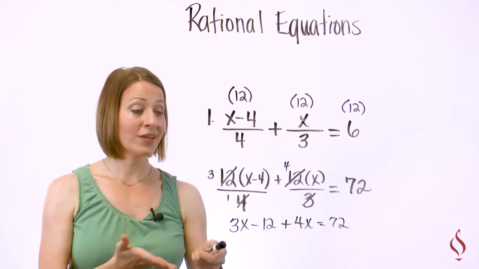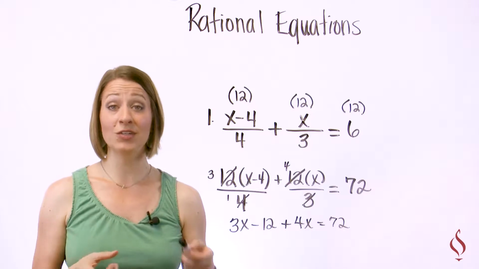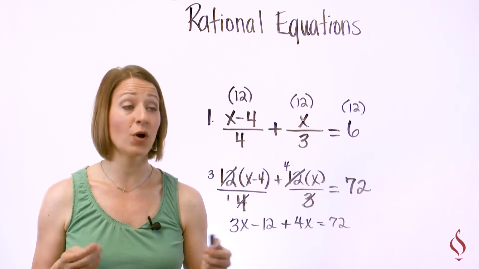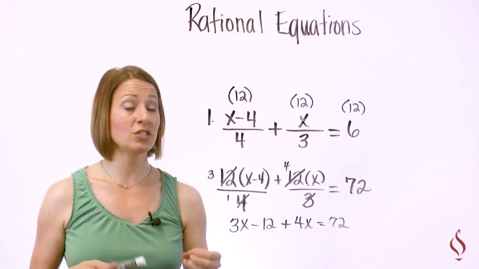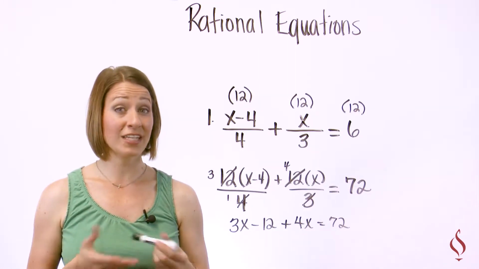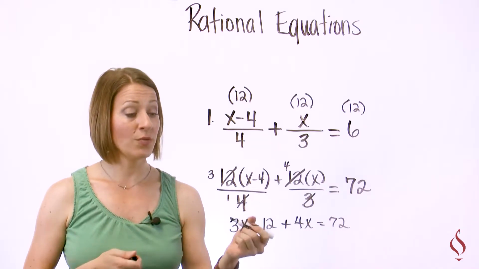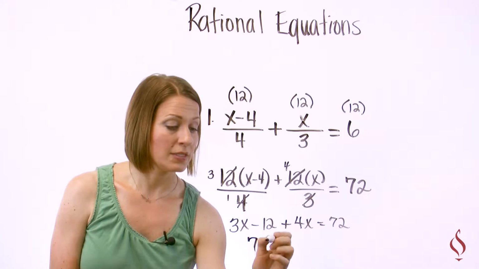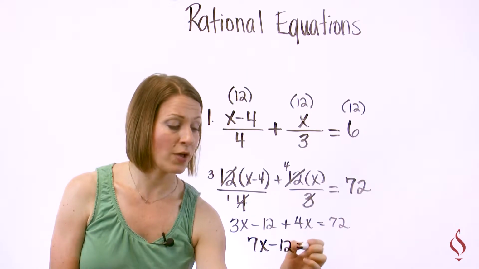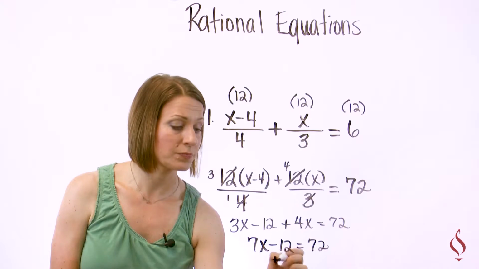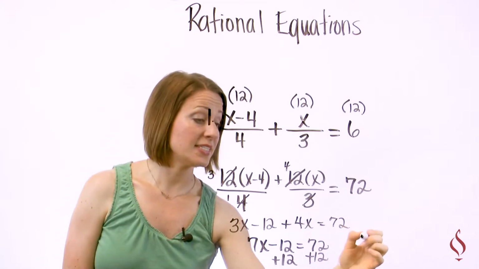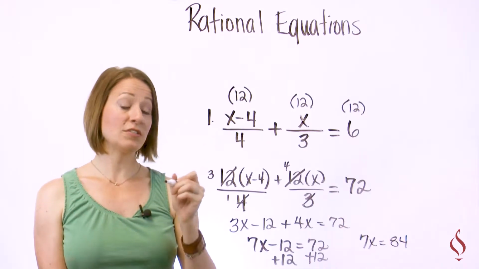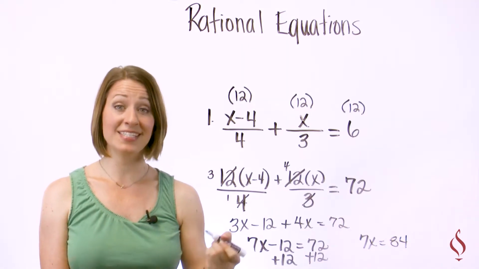And now this equation looks a whole lot easier than where we first began, and we can be confident because we multiplied each part of the original equation by the same number, our x value didn't change. So now I want you to collect like terms and solve for x. 7x minus 12 equals 72. And that gives us 7x equals 84. And when you divide both sides by 7, x equals 12.